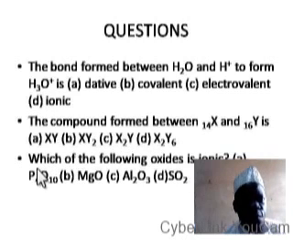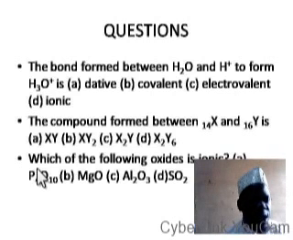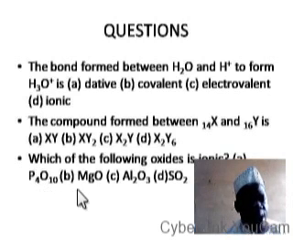Now next question. Which of the following oxides is ionic? Option A, P4O10. That is non-metal and non-metal, so it's covalent. MgO, yes, that's metal and non-metal, so it's correct. Al2O3, I've told you that aluminum oxide is essentially dative. S2O, no, that's not ionic, that's covalent. So the only one that's ionic here is magnesium oxide, which is option B.